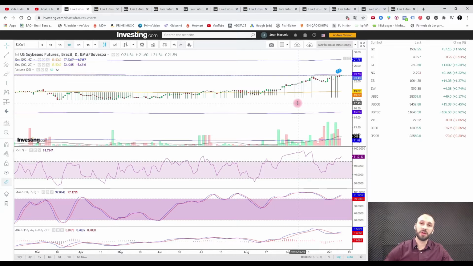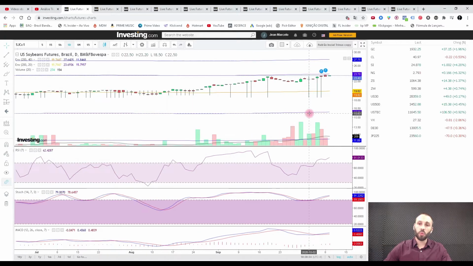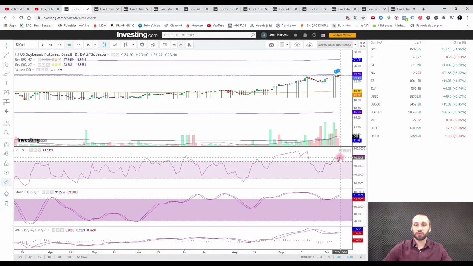Let's start with soybeans. The price today is 23.33 dollars. And what do the indicators tell us? The relative strength index is at 80, and when this indicator is above 70, it says to us to sell. It's a very good price to sell your crop. So the relative strength index right now tells us to sell.